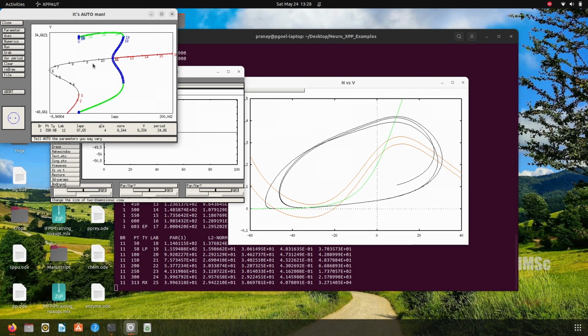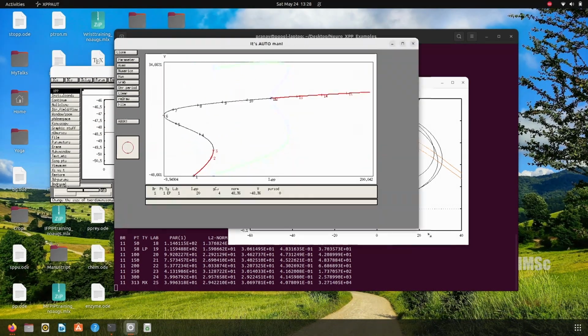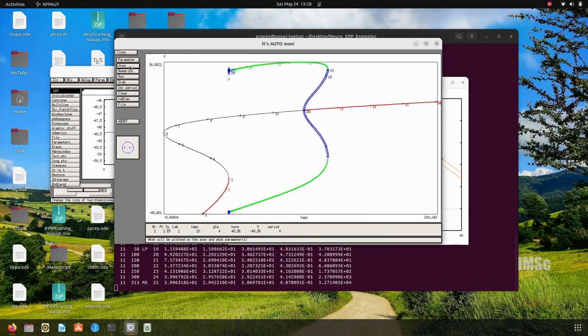So, now the next thing that we want to do is plot the frequency. Okay. So, let us take a look at this. What do you think will happen? Any guesses?